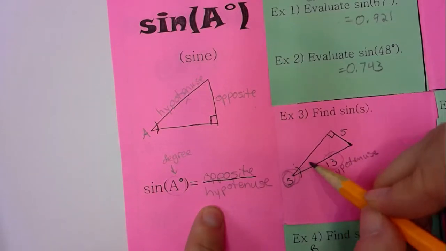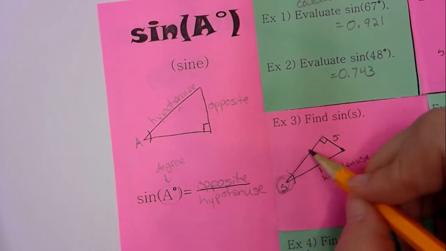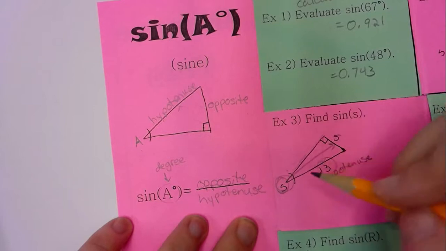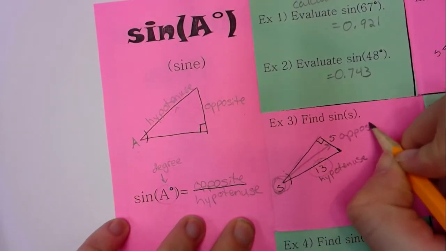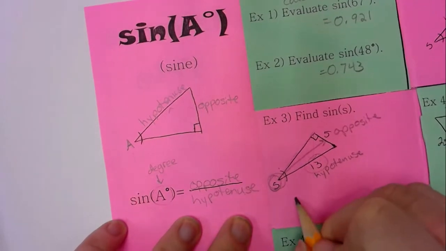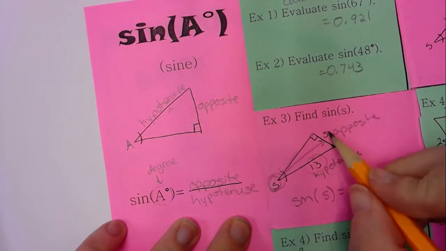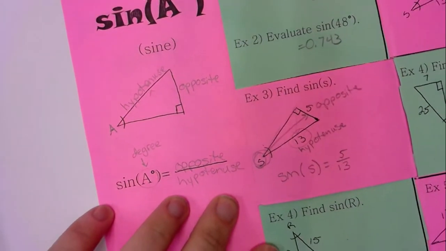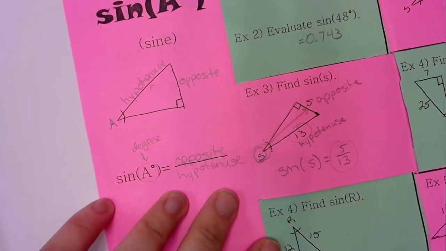Now the opposite side, so this is the adjacent side because it touches angle S. It's one of the rays of angle S. The opposite side is going to be across from it, so it doesn't touch the angle at all. That's the opposite side. So the sine of angle S is 5 over 13. And if we could simplify that, we would, but we can't. Those are already in simplest terms. So that's the sine of angle S, 5 over 13.